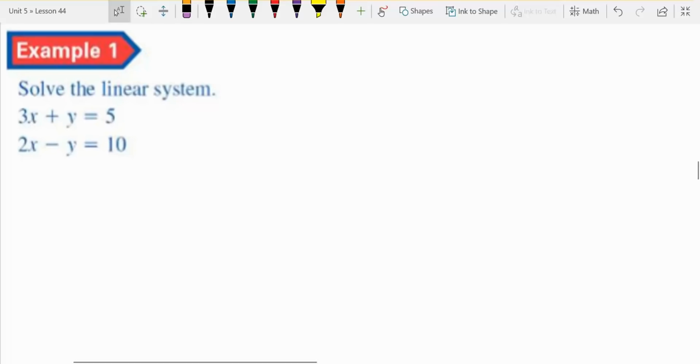That was what we did in lesson 42. So here's your example. You guys try and do this. Take a second, hit pause, and do the work.